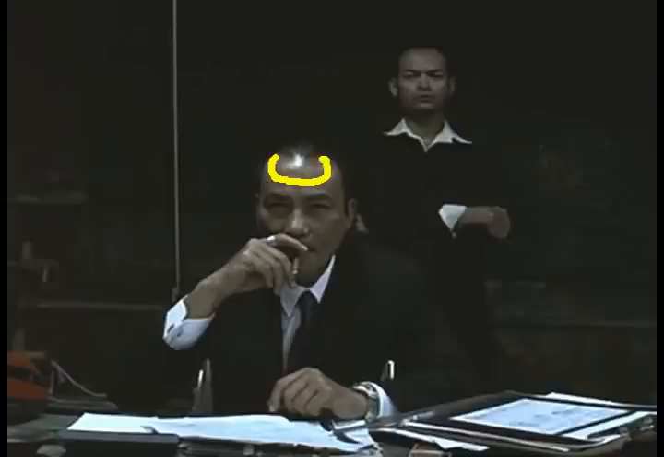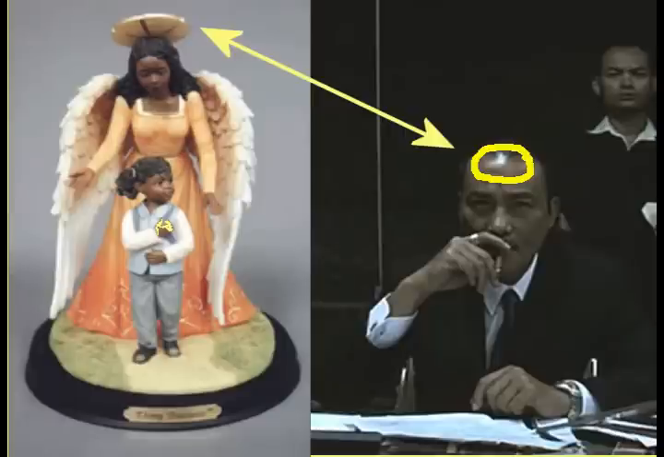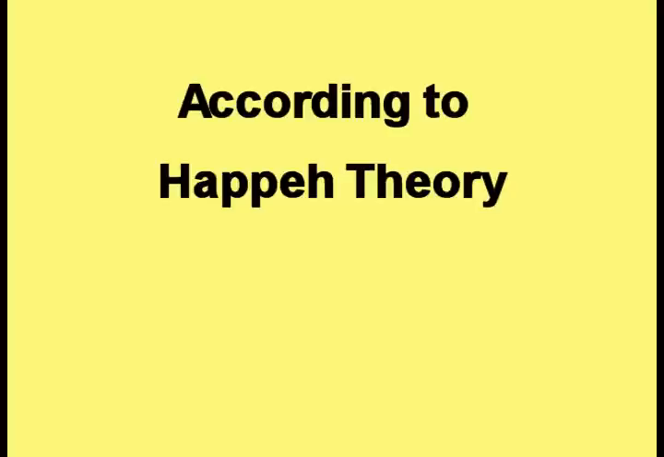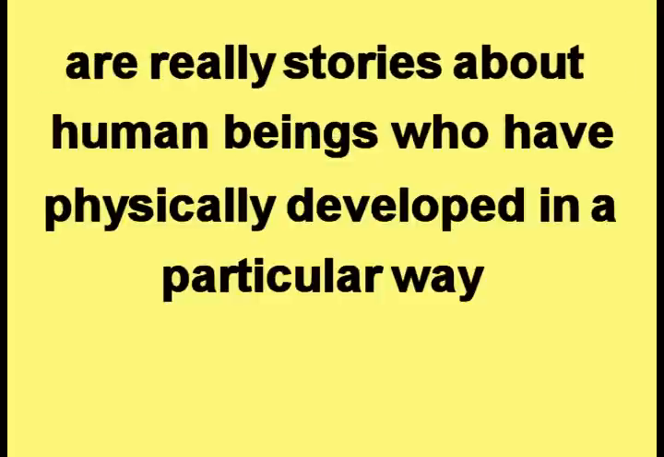The next picture has an outline drawn around the bump to emphasize its semicircular nature. If the natural curve of the semicircle is filled in, as shown in this picture, there is now a circle on the man's head. This picture compares the man with a circle on his head to the angel with a halo on her head. According to Happeh Theory, the mythical stories about angels are really stories about human beings who have physically developed in a particular way.